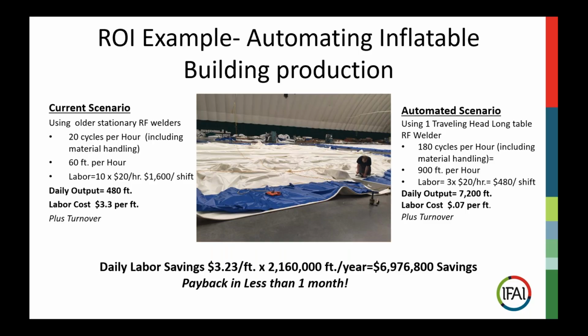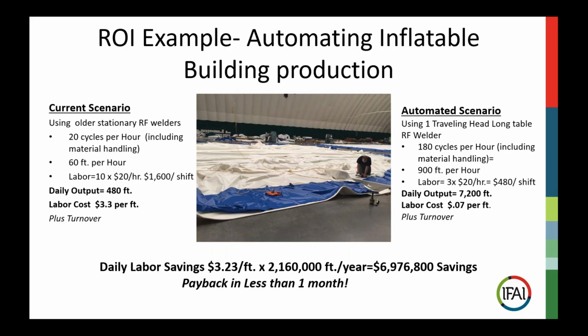So all of that wait time and loss of productivity adds up to only about 60 feet per hour. Let's say they pay a loaded cost of $20 per hour to each employee. That's about $1,600 per shift for 480 feet. The labor cost per foot is $3.30.